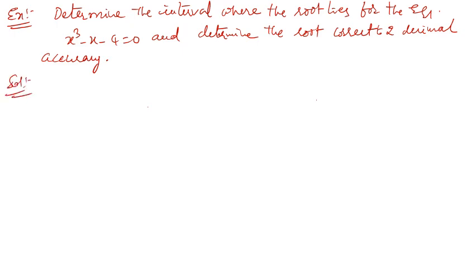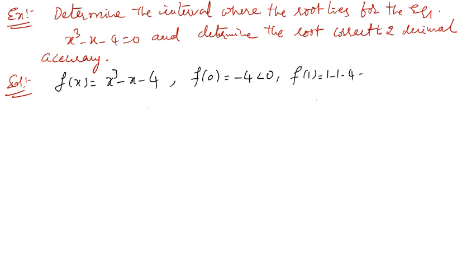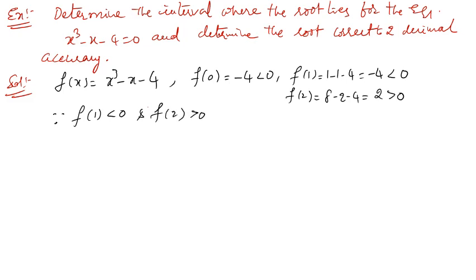Solution. First, the function f of x is x cube minus x minus 4. So how to locate the interval? Take trial values for x. F of 0 is negative. F of 1 is 1 minus 1 minus 4, which is minus 4, negative. And f of 2 is 8 minus 2 minus 4, which is 2, positive. Since f of 1 is less than 0 and f of 2 is greater than 0, f of 1 into f of 2 is less than 0. The root xi belongs to the interval 1 comma 2. This is the location of the interval.